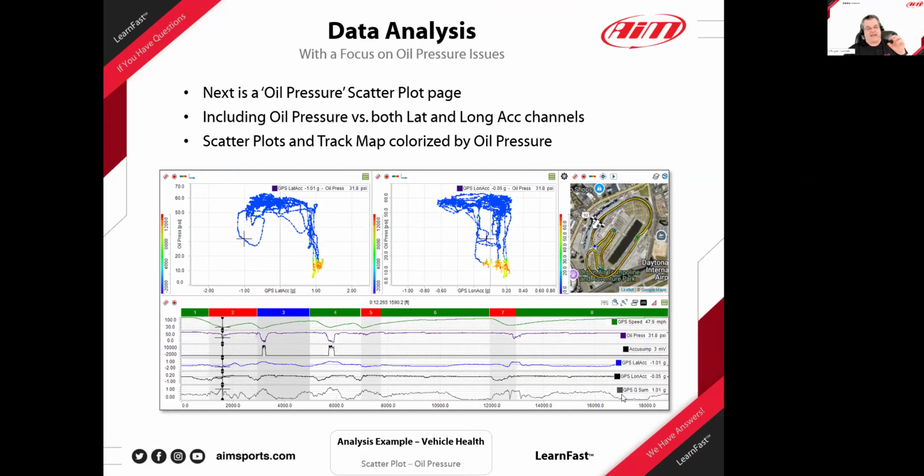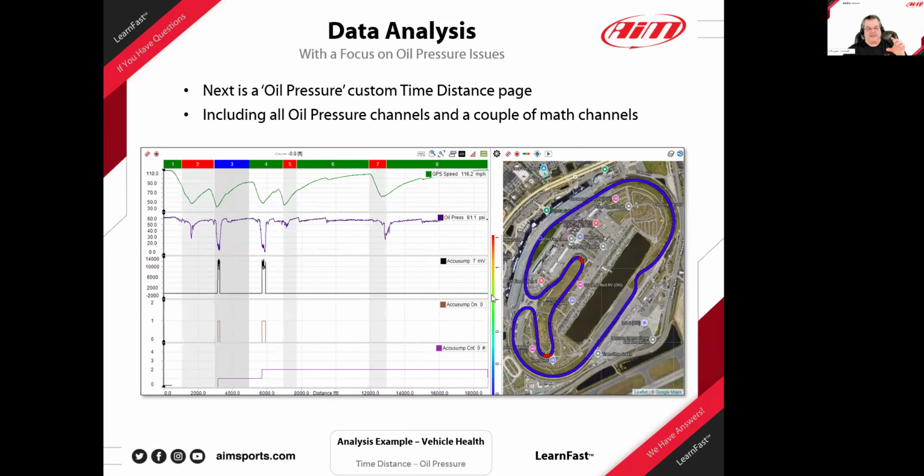So the scatter plot is a very, very valuable thing. You can see certain things in a normal time distance plot. You can kind of see where they're happening, but you don't get the trends. So yes, this happened.